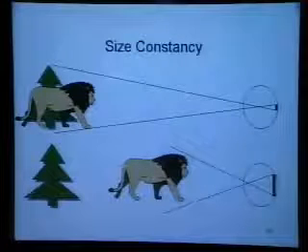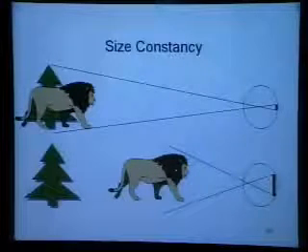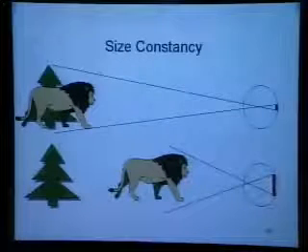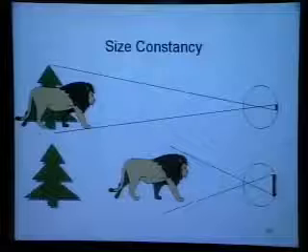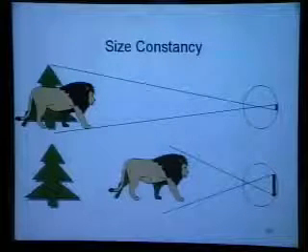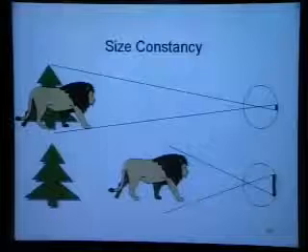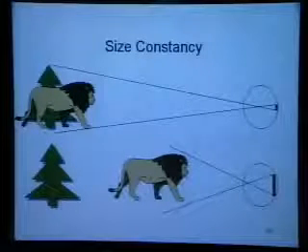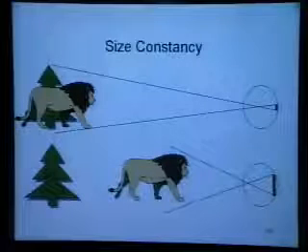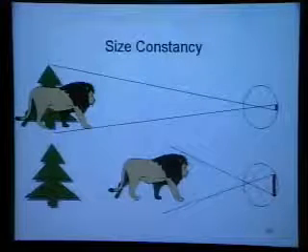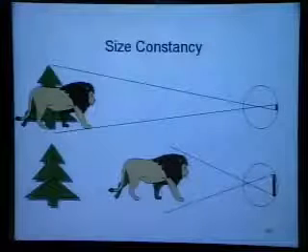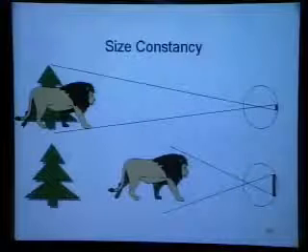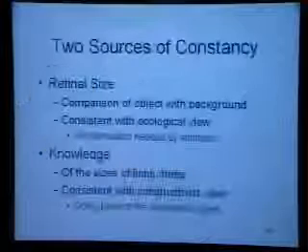Here, as the lion emerges from the forest and comes closer to the perceiver, the retinal image of the lion becomes larger, but the comparison between the lion and the tree changes. And what's happening is the perceptual system is taking account of the changed relationship between the retinal size of the lion and the retinal size of the tree up here, and the retinal size of the lion and the retinal size of the tree here. There's a kind of calculation that the perceptual system performs.